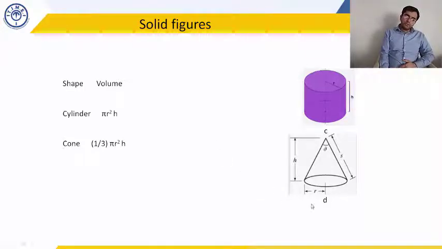I see 2 more items in the cone. The length of the side, you can say sort of the hypotenuse, is called the slant height. And this slant height is referred to as S or L.